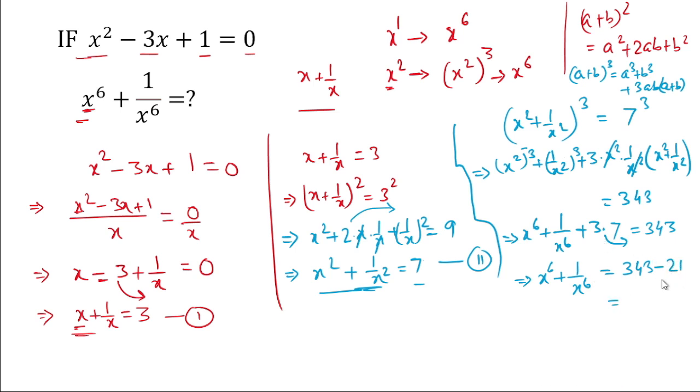Now we'll simplify. 3 minus 1 is 2, 4 minus 2 is 2, and 3, so 322. Now here you can see the value of x raised to the power 6 plus 1 divided by x raised to the power 6 is 322. So friend, these are the simple steps.